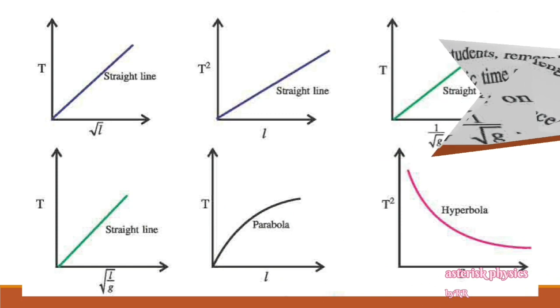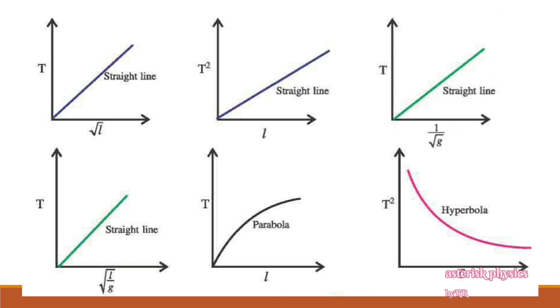And here you have some important graphs between time period, length of the simple pendulum, and acceleration due to gravity at that place. You have to memorize these graphs also. The first graph is between time period and root of L, which is a straight line, because we know that T is directly proportional to root L. The second is another graph. There we have taken T square and L. Again, it is a straight line. The third graph is between T and 1 by root g. Since they are directly proportional, it will be a straight line.